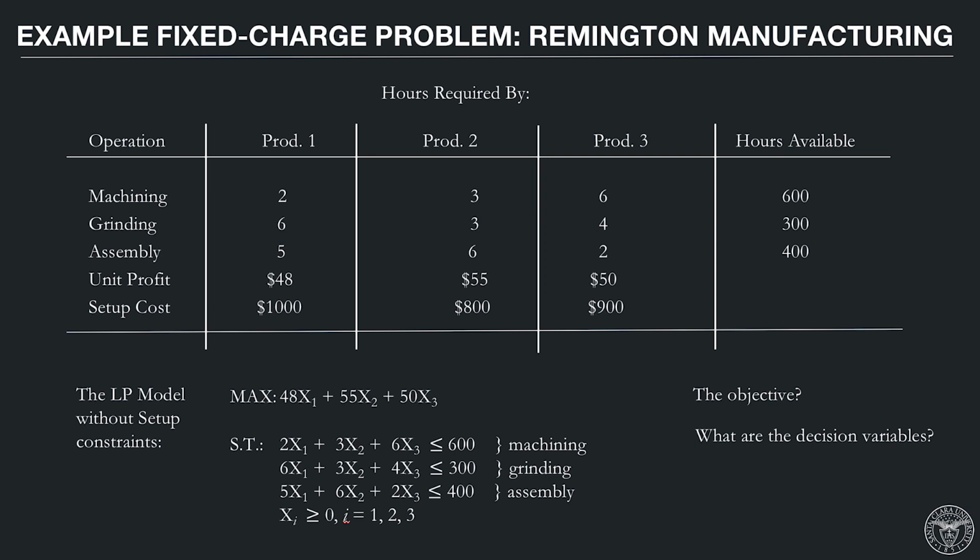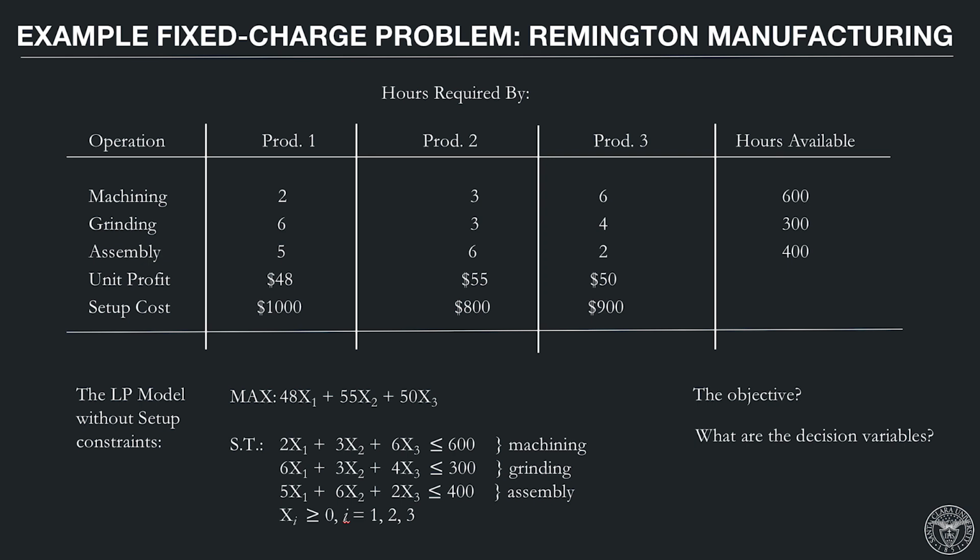For each product, we have $48, $55, and $50 marginal profit. At the same time, in order to produce product 1, product 2, and product 3, we must set up the machine. In order to set up the machine, we are going to incur a setup cost of $1,000 for product 1, $800 for product 2, and $900 for product 3.